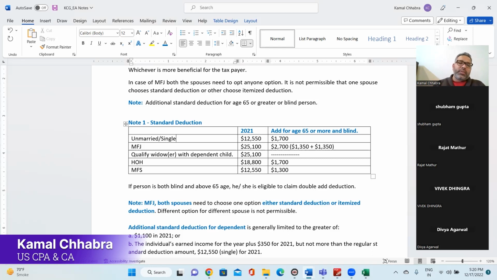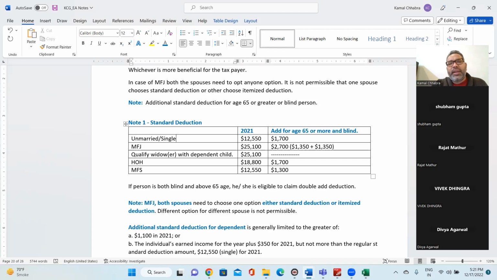Second is married filing jointly. For married filing jointly, $25,100 is the standard deduction, which is almost double $12,550. And in case they are more than 65 years, then $1,350 for each individual. For example, if the husband is more than 65 years of age and the wife is less than 65, and they are filing jointly, they will get the standard deduction of $25,100 plus $1,350 for the husband. If both the spouses are more than 65, then they will get $2,700 additional deduction. Make sense? Or any doubt?